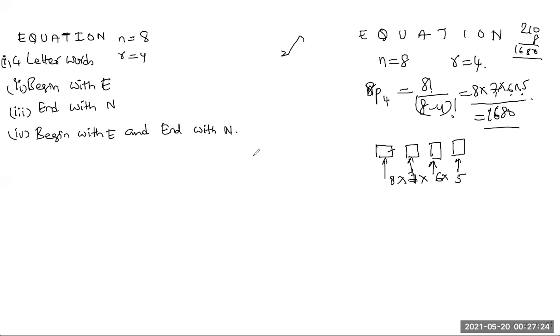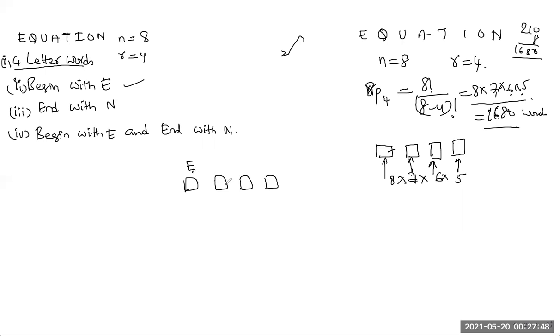Okay. And there's one more condition in the second one. So the first one we have solved: 4-letter words will be 1680 words. We can form 1680 unique words. And the second is beginning with E. Suppose out of the 4-letter words that we want to form, we have already fixed that the first block will be filled with E.